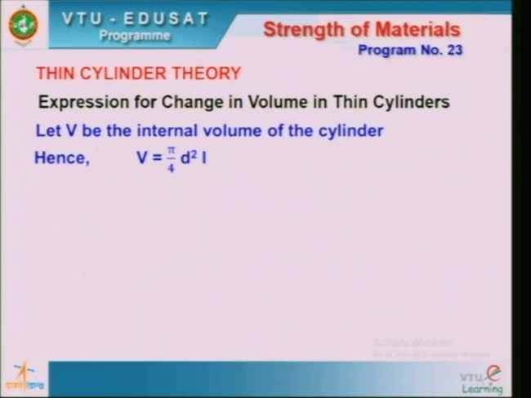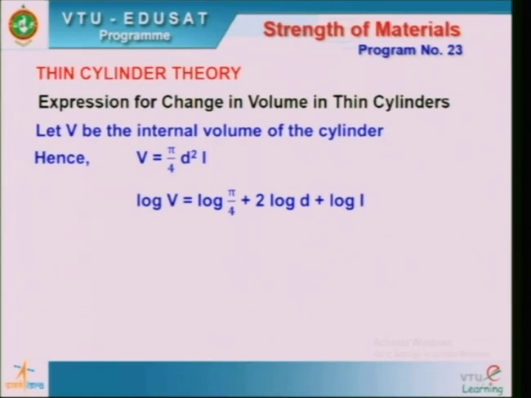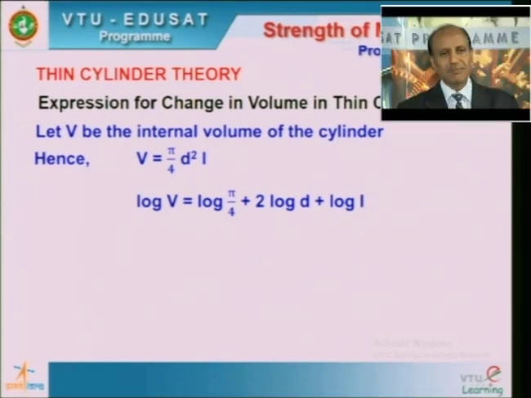So what we are trying to do is make a small change. We apply logarithms to both LHS and RHS. Once you apply logarithm, you get log V equal to log of pi by 4 plus 2 times log D plus log L. I think we can easily understand. Now apply the differentials. So we say delta V by V equal to, pi by 4 is a constant, that becomes 0, so we have 2 times delta D by D plus delta L by L.